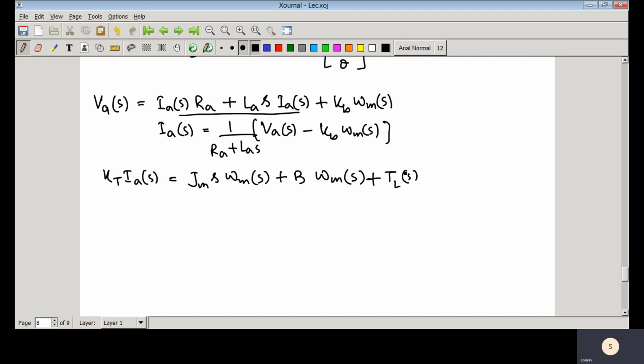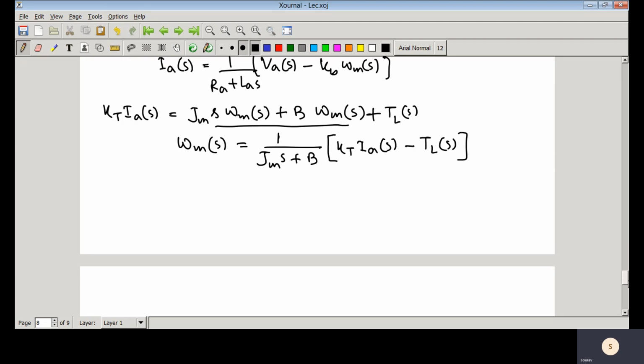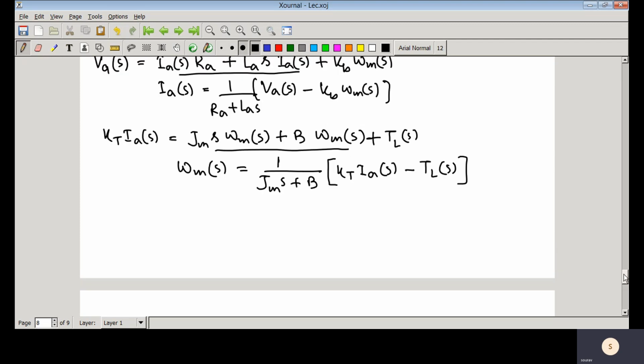Now if you write it in this form, omega MS is 1 by JMS plus B, which we have taken common here, times KT IAS minus TLS. So now we have those expressions in transfer function form, so we can easily draw the block diagram. We can see it here.